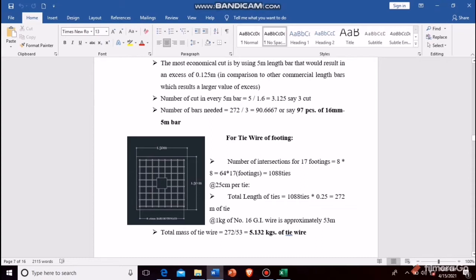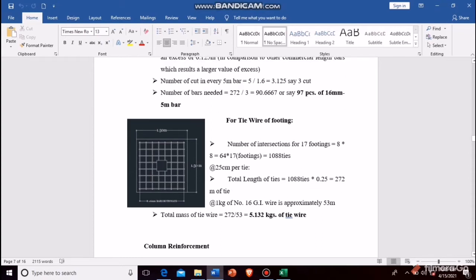So for the tie wire of the footing, number of intersections for 17 footings: 8 times 8 equals 64 intersections in one footing, times 17. So 64 times 17, that is 1088 ties at 25 cm per tie.